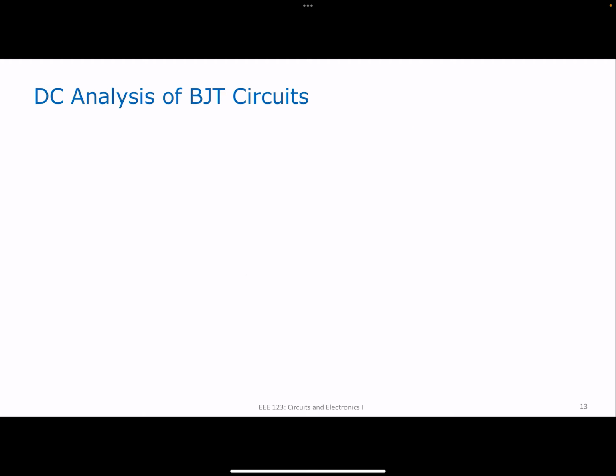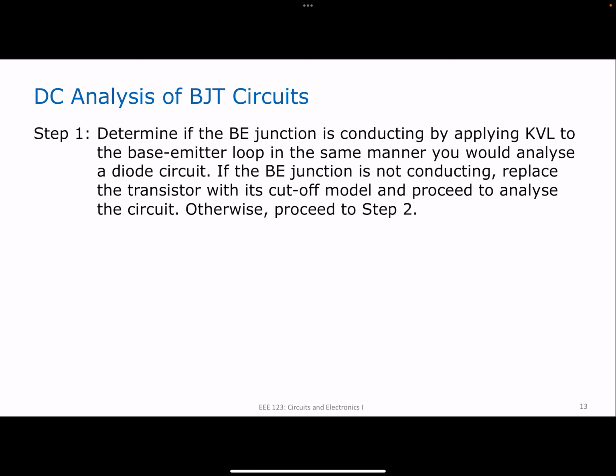So let's now go into the DC analysis of BJT circuits. I have simplified this into 3 steps. The first step is to determine if the base emitter junction is conducting by applying KVL to the base emitter loop in the same manner you would analyze a diode circuit. In other words, the base emitter diode you can replace with its piecewise linear model. Usually what we use is the constant voltage source model. And when you use that model, you can determine whether the base emitter junction is conducting or not conducting. If you find that the base emitter junction is not conducting, then automatically you know that IC is going to be equal to 0, and also that IE will be equal to 0, or the transistor is cut off. So you just replace your transistor with its cutoff model, and you can proceed to analyze the circuit.